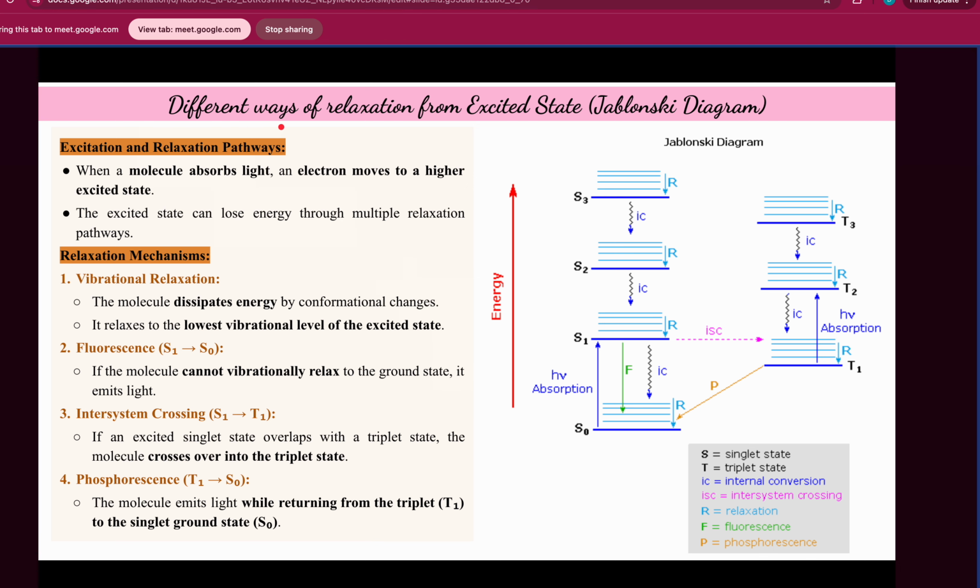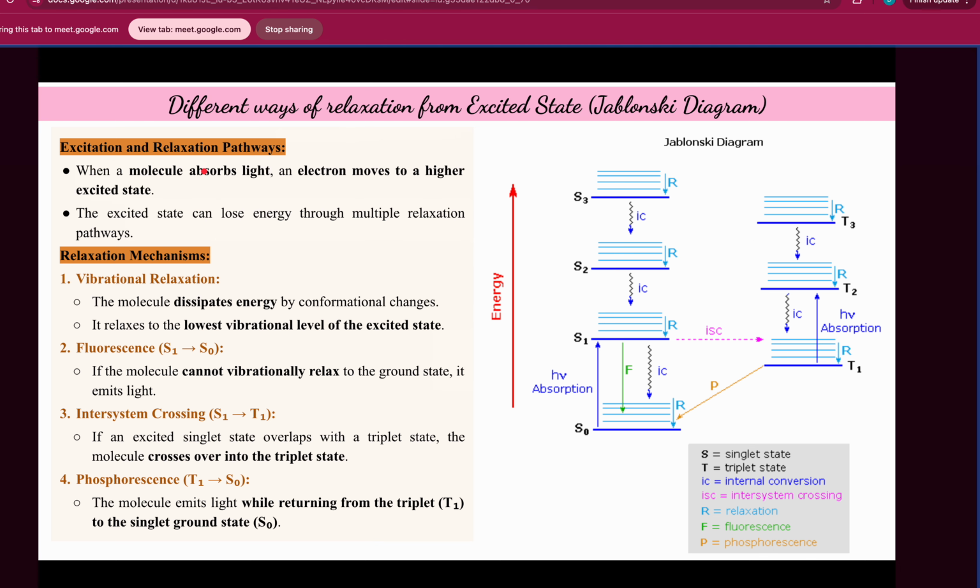Now we will move to fluorescence spectroscopy. So till now we have covered UV visible spectroscopy as well as CD spectroscopy, because in CD also we are using UV radiation. But now we will talk about fluorescence spectroscopy. Before understanding fluorescence spectroscopy, there are certain terms which we need to clear. There are different ways of relaxation from the excited state, and this is the Jablonski diagram which represents it.